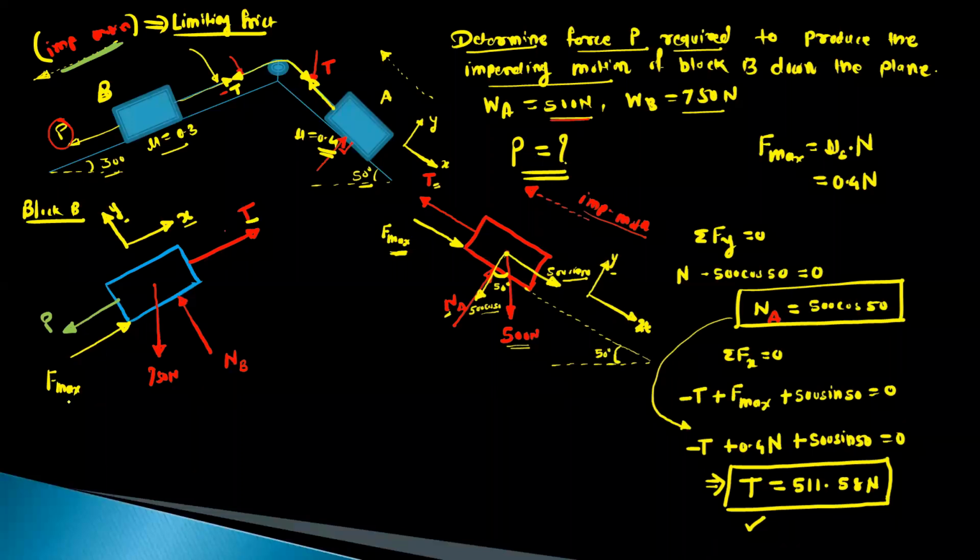So T and this F max, they are parallel to the x-axis. So no need to resolve these forces. Even force P is also parallel to x-axis. NB is parallel to y-axis. So we have to just resolve this 750 Newton. Okay. So we can resolve at this point. So draw one vector parallel to x-axis and second vector parallel to y-axis like this. Okay.